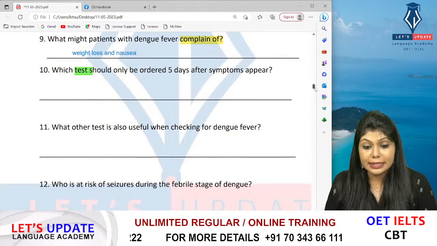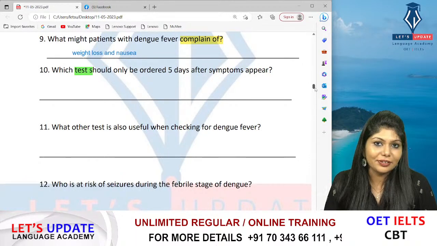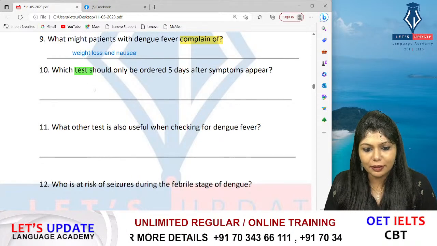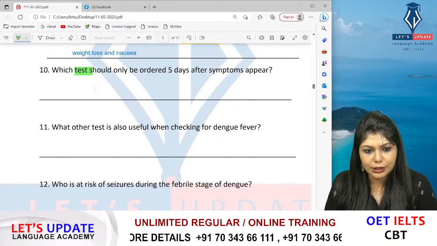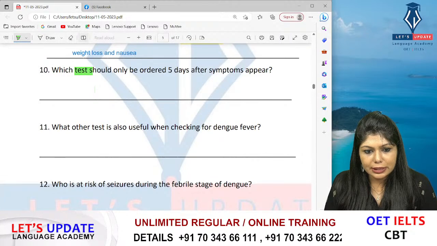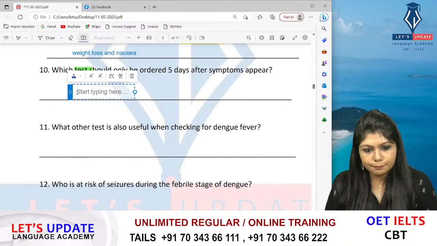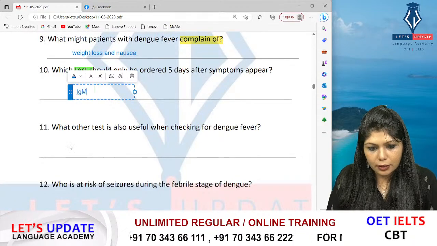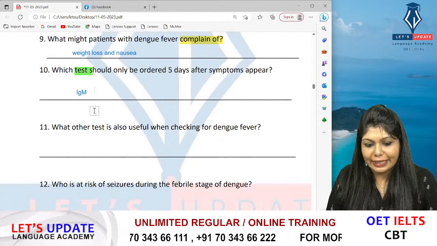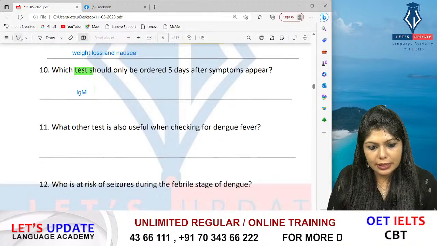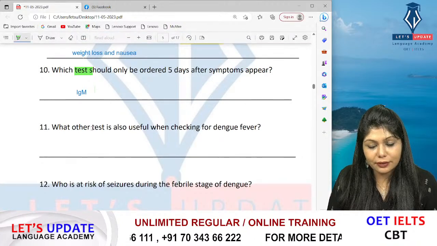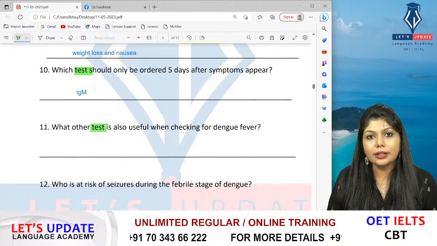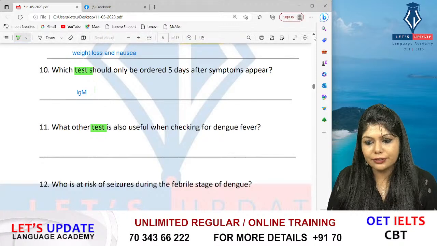What other test is also useful when checking for dengue fever? Again, they are asking about the test. So just think where this information could be from, and then we'll locate it. Just type in this information over here. So again, they are asking about the test. I'll just highlight that part, and that is going to give you a clear idea which part of this extract you should look at or search for this information.